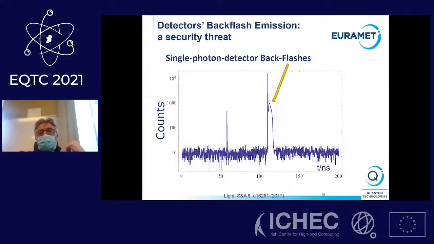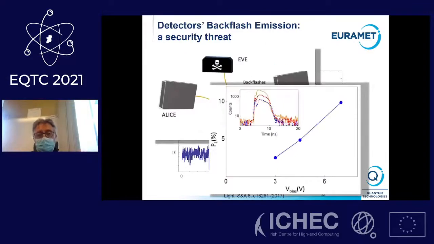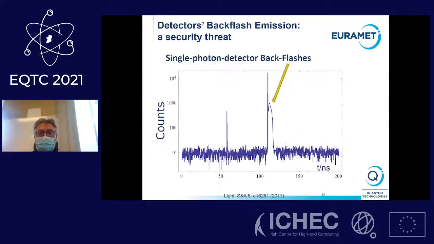In particular, an OTDR operating at the single photon level was developed, and essentially what we learned from this measurement, having such a very sensitive instrument, is that we were able to see the profile of the backflash emission of the detector. We saw that there is a backflash emission that can be an information leakage, and the shape of such a backflash emission can reveal the kind of detector used inside a specific QKD system, which can give extra information to a potential eavesdropper.